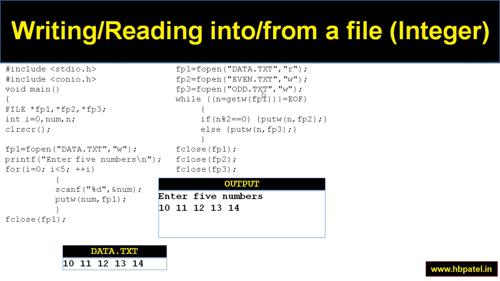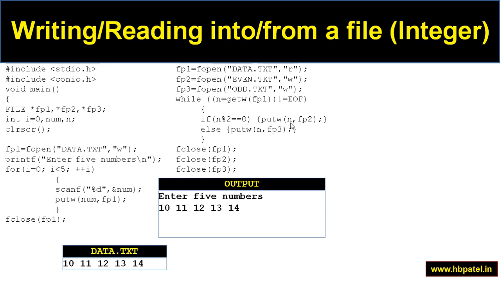This is very simple. I am now trying to read all these numbers one by one from fp1, with fp1 getw number. First it will read 10, and that 10 is stored in n, and we check that it is not equal to end of file. Yes, it is not equal to end of file. Then check whether 10 modulo 2 equals 0. Now I am checking whether it is odd or even. 10 modulo 2 is 0, yes, because 10 is an even number. When I divide the number by 2, I get remainder 0. So this is the case.